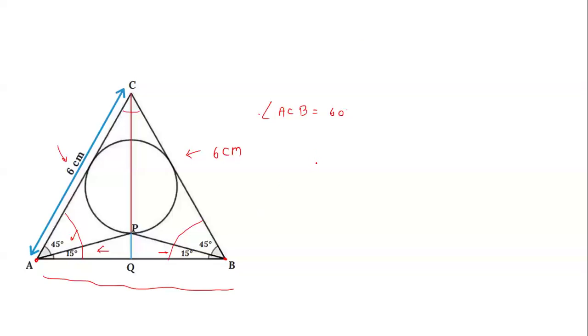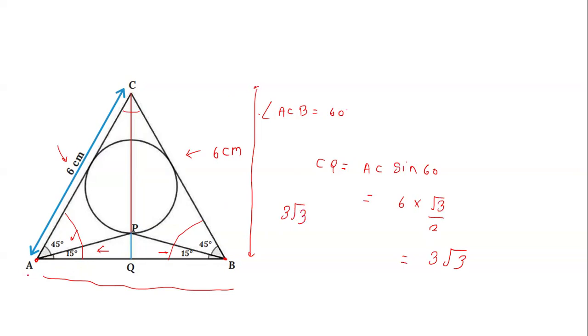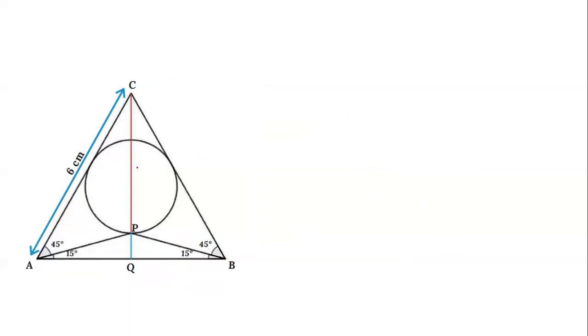Now in this figure you can see what is the value of CQ. CQ is basically simply AC times sine 60. So AC in the problem is given as 6 and sine 60 is root 3 by 2. So it is 3 root 3. So this perpendicular height CQ we get like 3 root 3. In the triangle AQC you can apply this. So this whole height is 3 root 3. Now these angles are 15 degree.